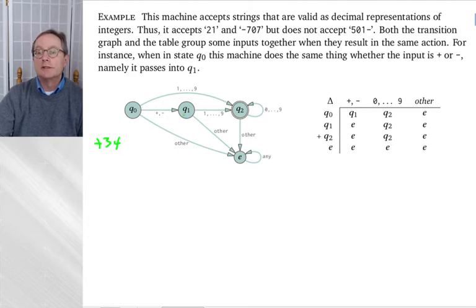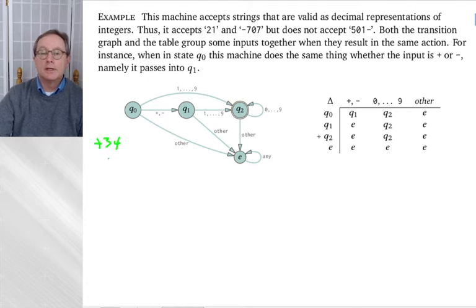Now the machine sees a 3, that's the next character. The machine consumes the input, sees the 3, and the 3 takes it into state Q2. In state Q2, the machine sees a 4. The 4 keeps the machine in state Q2. That's the end of the string. The machine lights the light because we are in an accepting state.